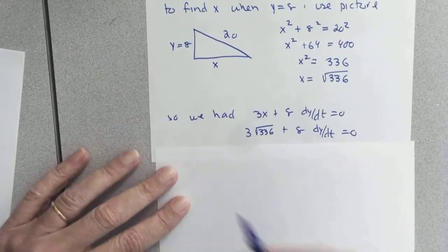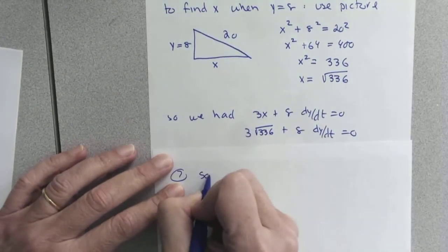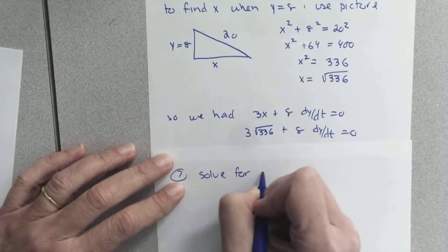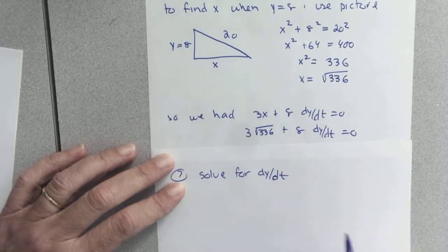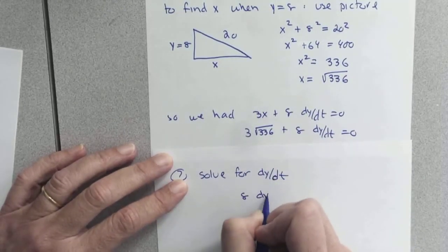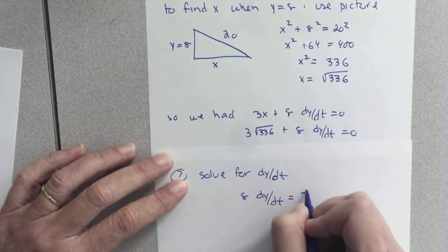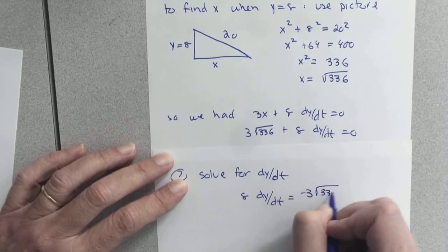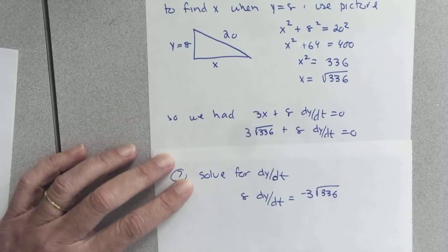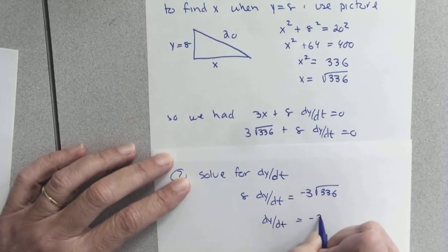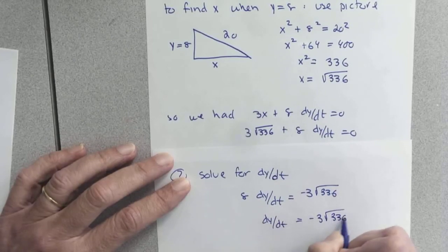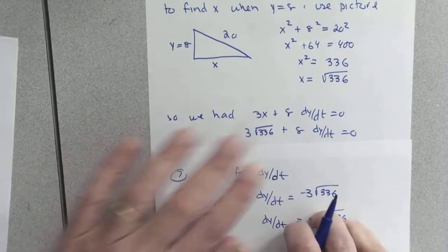And so finally, step 7, solve in this case for dy/dt. And so I'm going to get 8 dy/dt equals -3 square root of 336. And so dy/dt equals -3 square root of 336 all over 8.